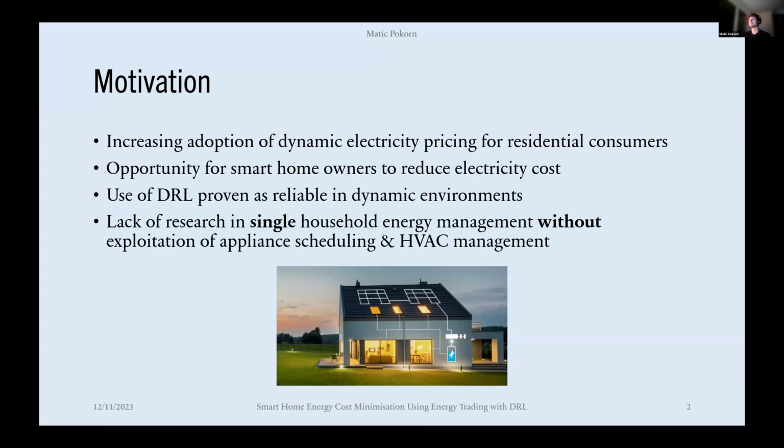In recent years, we have seen increased adoption of dynamic electricity pricing for residential consumers. This gives an opportunity for smart home owners to reduce electricity costs by trading with the external energy grid. The use of deep reinforcement learning has proven to be a reliable method in dynamic environments, which is why we chose to use it. And we have witnessed a lack of research in single household energy management without exploitation of applied scheduling and HVAC management. So we are not managing HVAC, and we are focusing on a single household.